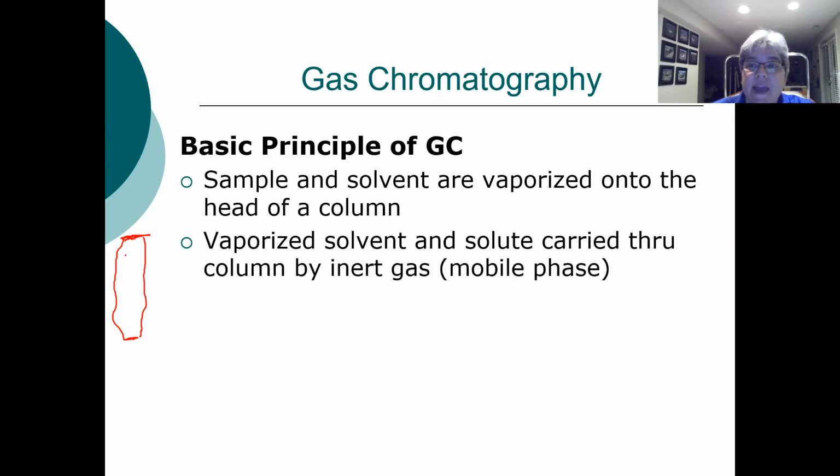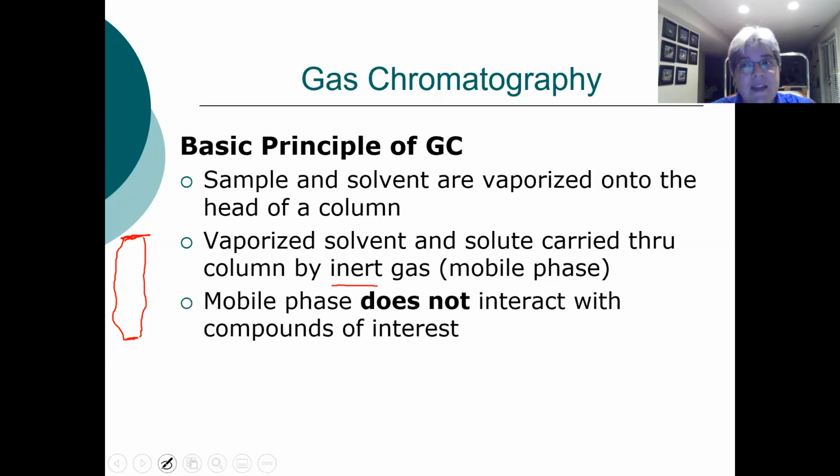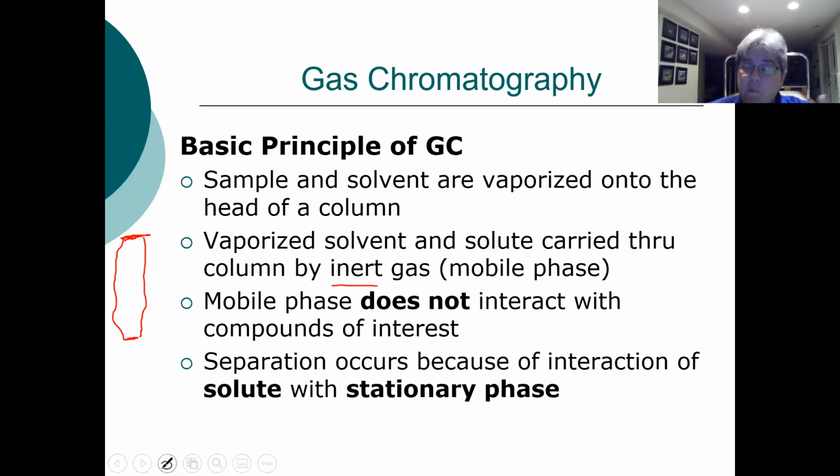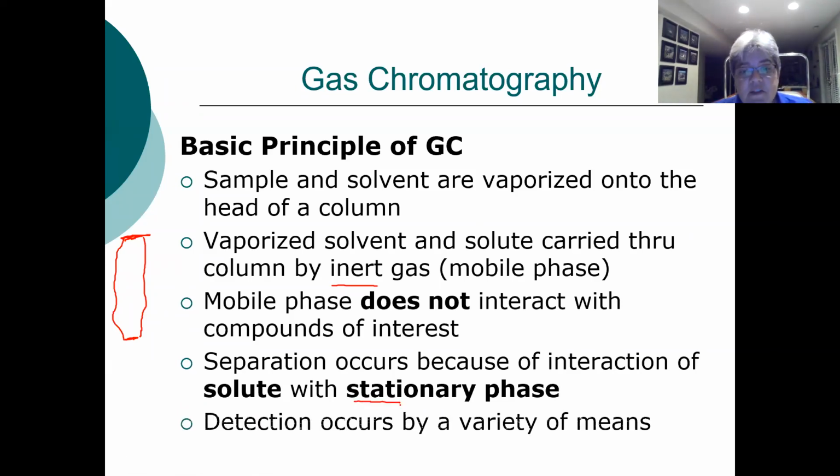Then this gaseous sample is carried through the column by an inert gas. The gas is your mobile phase. Notice the gas is inert. That means it does not interact, it does not react with your sample. The gas's job is simply to carry the sample through the column. So we get a separation because your solute, your analyte, interacts with the stationary phase, not with the mobile phase. In gas chromatography, it only interacts with the stationary phase. And then we have some different ways of detecting that sample when it comes off the column.